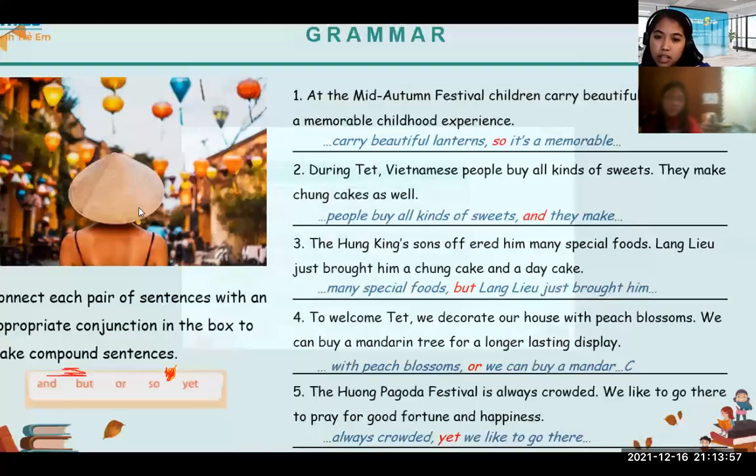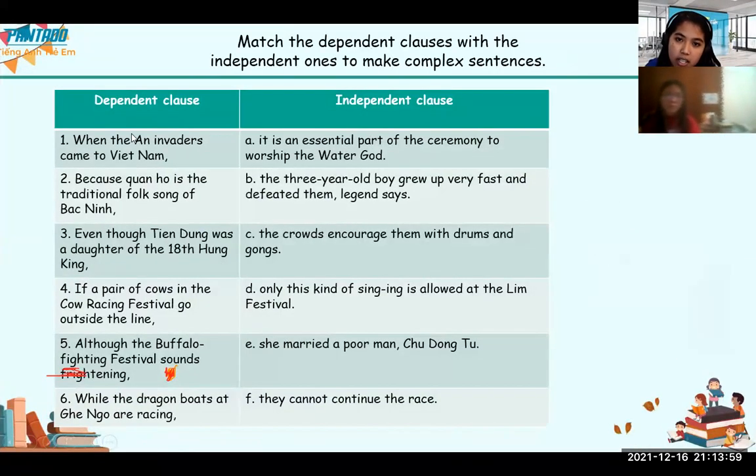Okay, now let's proceed to our next slide. Here we will be learning dependent and independent clauses. You're going to match the dependent clause with independent ones to make complex sentences. For example, here, do you know what a dependent clause is?